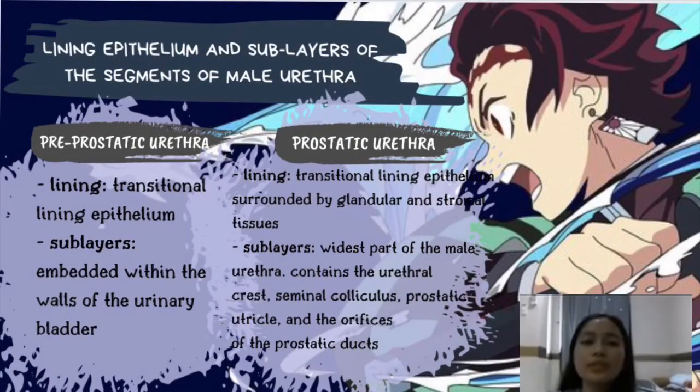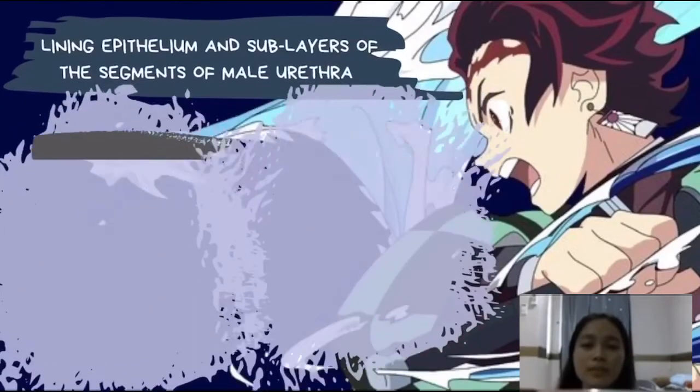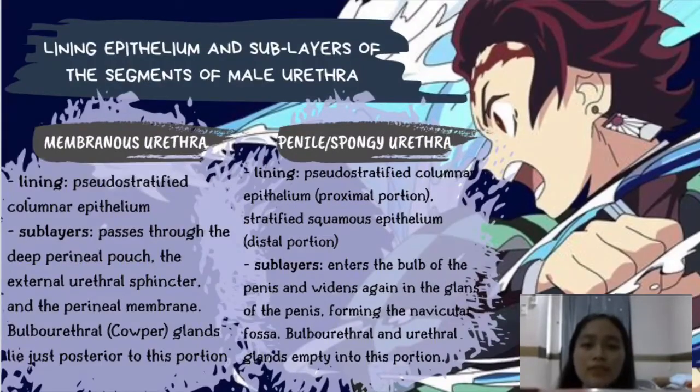So how do we differentiate the segments of the male urethra as to lining epithelium and sublayers? For the pre-prostatic urethra, it is lined with the transitional lining epithelium, and its sublayer is embedded within the walls of the urinary bladder. For the prostatic urethra, it is lined by the transitional lining epithelium, surrounded by glandular and stromal tissues, and the sublayer is the widest part of the male urethra, containing the urethral crest, seminal colliculus, prostatic utricle, and the orifices of the prostatic duct.